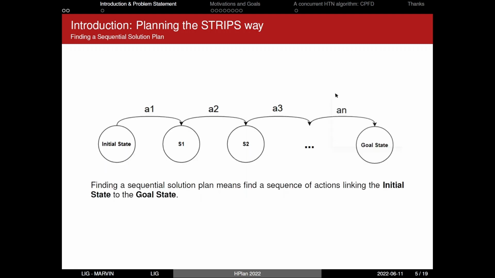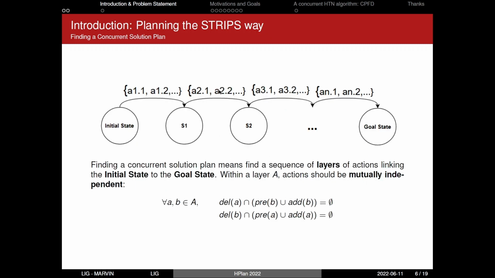So finding a solution plan means finding the sequence of actions that will result in a goal state. We start from an initial state here, and we try to find the sequence of actions that will result in a goal state here. In this case, the solution plan would be the sequence A1, A2, A3, and so on.